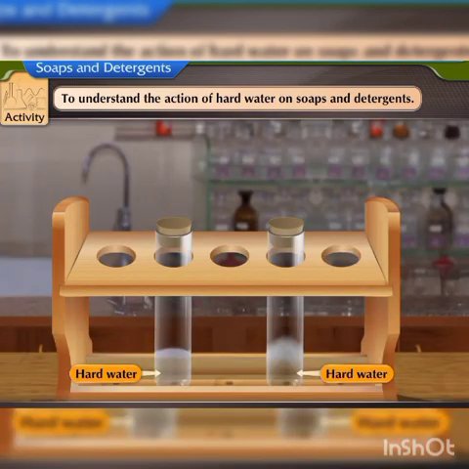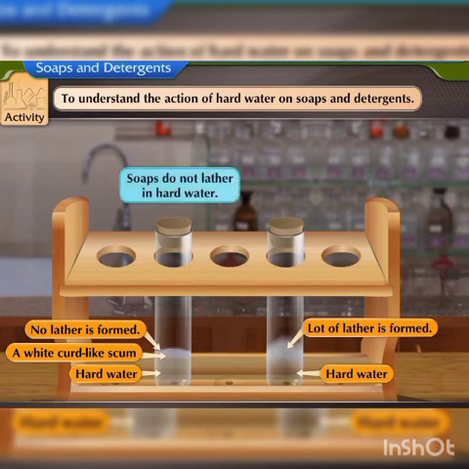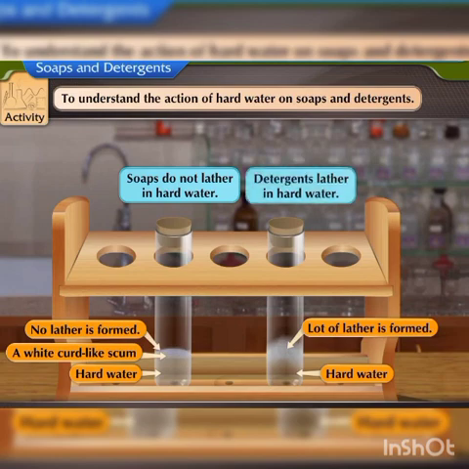We see that no lather is formed in the test tube in which soap solution has been added. A white curd-like scum is also formed in the test tube. In the test tube containing detergent solution, a lot of lather is formed. This activity shows that soaps do not lather in hard water, while detergents lather in hard water.